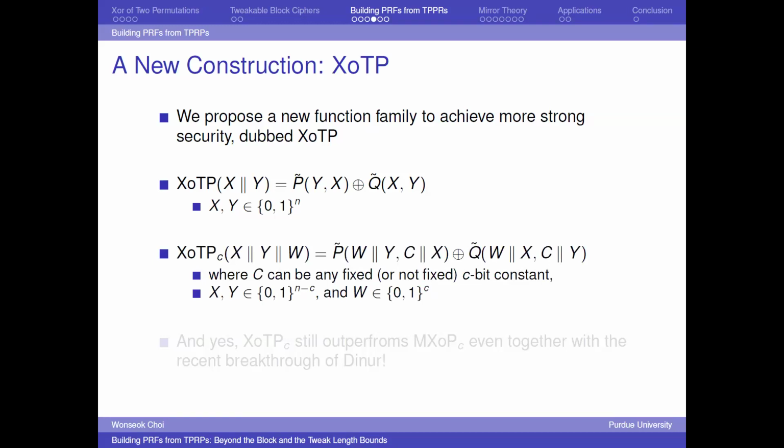For more detail, we also define XOTP-C. When we fix some part of the message input, it looks a little complex, but it actually simply swaps the message and tweak input, although the message and tweak spaces are no longer the same if we fix some message parts. So we keep some C and W bits the same in tweak and message, but we swap the bigger part, the M-C bits of X and Y, in this way. And XOTP-C still outperforms MXOP-C, even together with the recent breakthrough of Dinur. So XOTP is still useful.